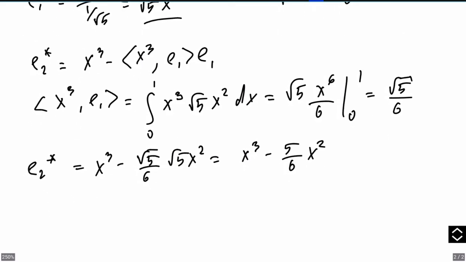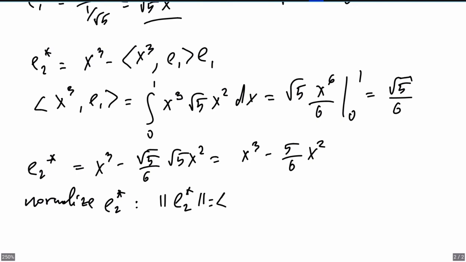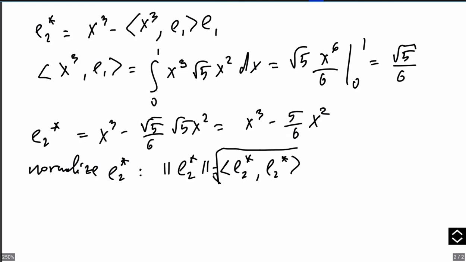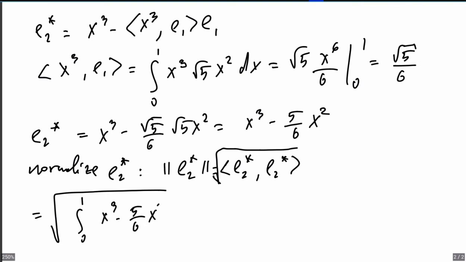Then we have to normalize it. For this we need to calculate its length, which is again the inner product by itself, and that's the integral from 0 to 1. We also have to take the square root of the inner product for the norm. So this is the square root of the integral from 0 to 1 of (x cubed minus 5 over 6 x squared) squared dx. A little integration practice.